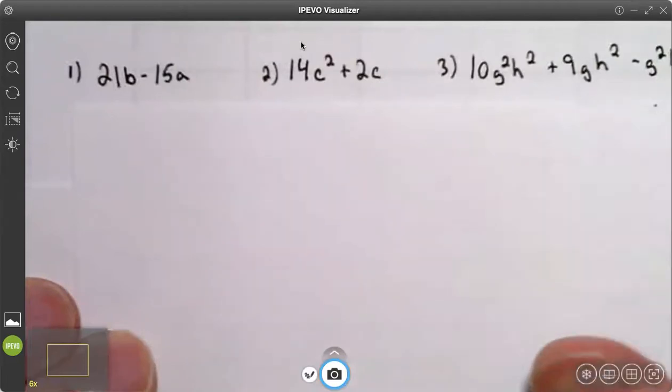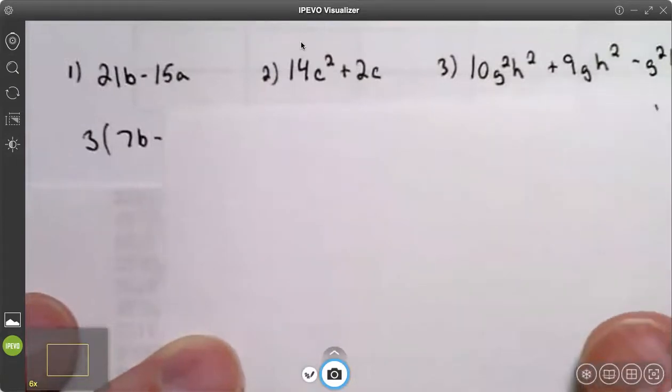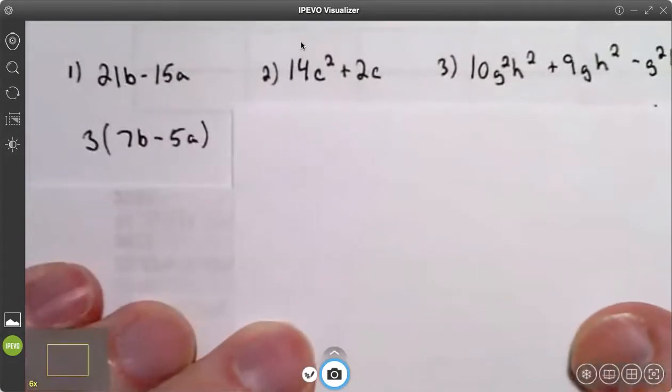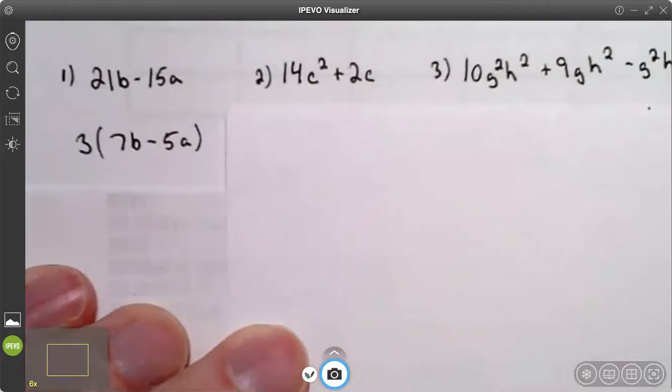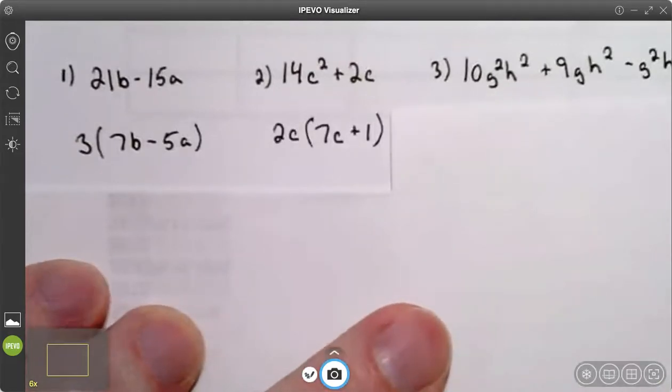Your greatest common factor on number 1 is 3. That leaves you with 7b in the first term, negative 5a in the second. Try number 2. Your greatest common factor on number 2 is 2c. You're left with 7c plus 1.